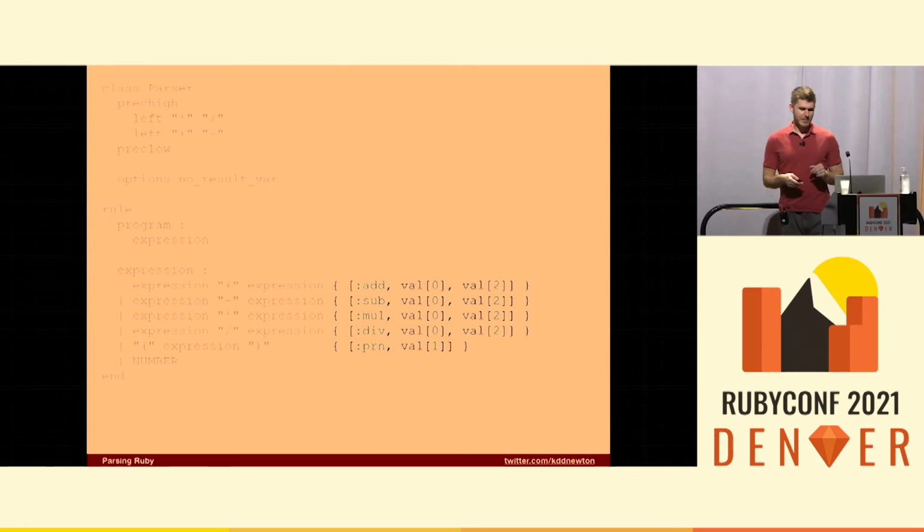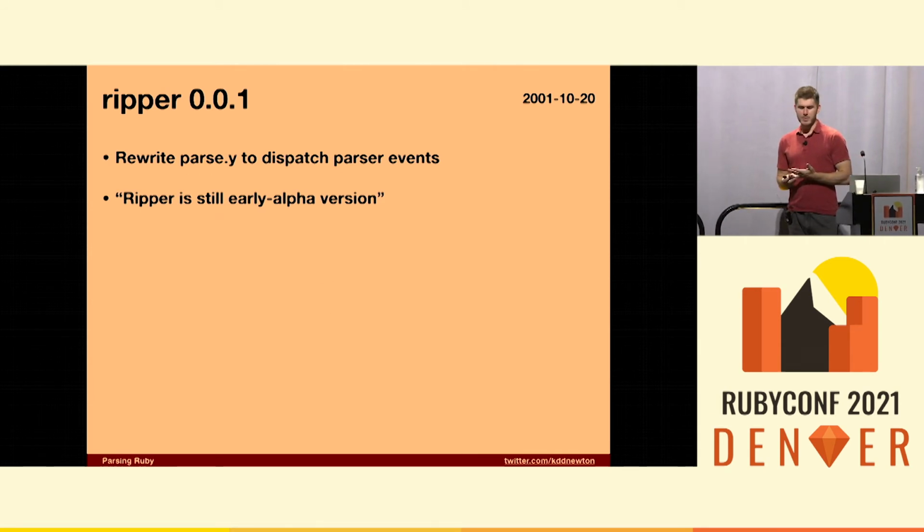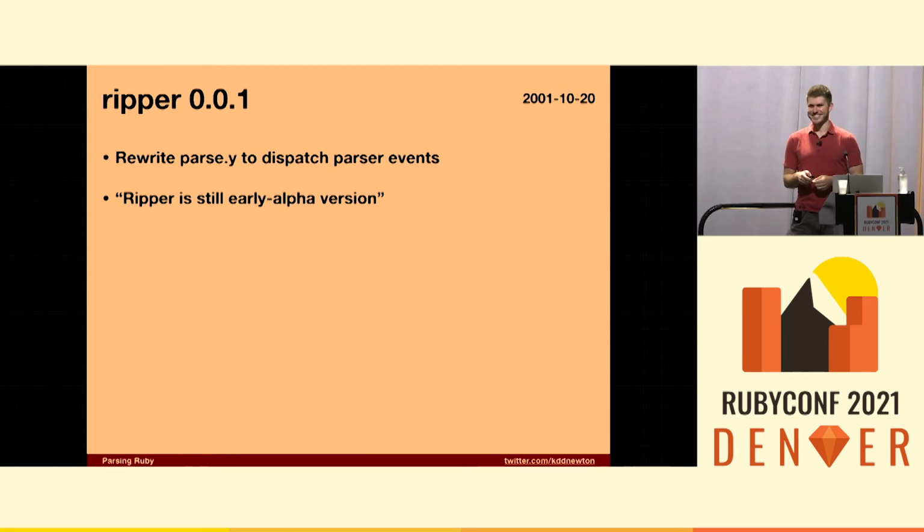So I'm gonna come back to that point later. Around this time, Ripper 0.0.1 is released. Monero Aoki publishes it on his website. It takes the grammar file, rewrites it to dispatch parser events and scanner events instead of building the AST that Ruby 1.7 would build. Still to this day in the documentation, it says Ripper is still early alpha version. That's what it says in Ruby 3.1.0. It's been 20 years. Still early alpha. Maybe we'll get to beta someday.